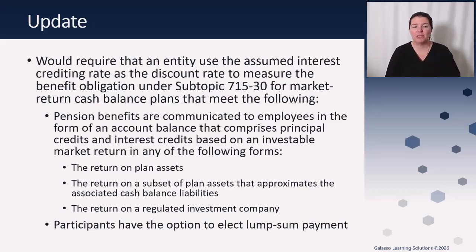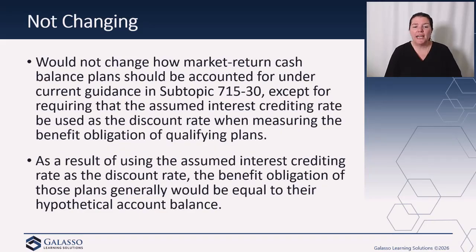Again, there are certain requirements. So first, the pension benefits are communicated to employees in the form of an account balance that comprises principal credits and interest credits based on the return on the plan assets, the return on a subset of plan assets, or the return on a regulated investment company. So any of the following would qualify them. And then participants have the option to elect a lump sum payment. So this would not change how market return cash balance plans would be accounted for under the current 715-30, except for that assumed interest rate.